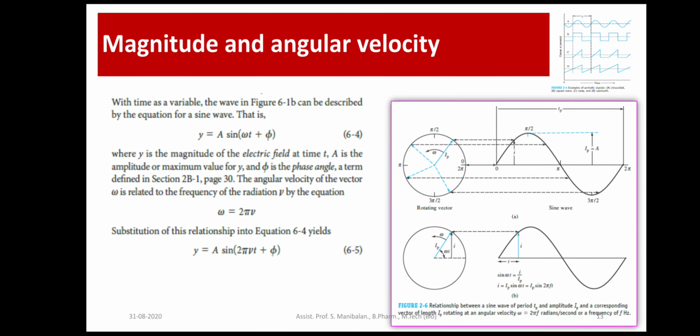Magnitude and angular velocity. In this you can see in the right top angle pictures there are 4 types of waves. The first one is the sinusoidal wave, the second I think is the square wave and the rectangular one, and the fourth one is the sawtooth wave. Just listen to that, but we are not going to use these types anywhere.